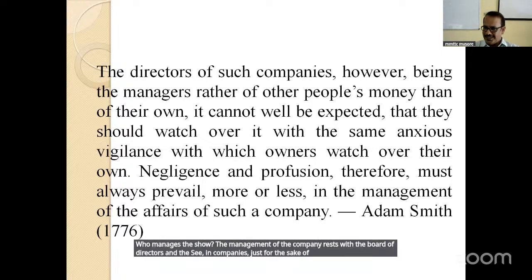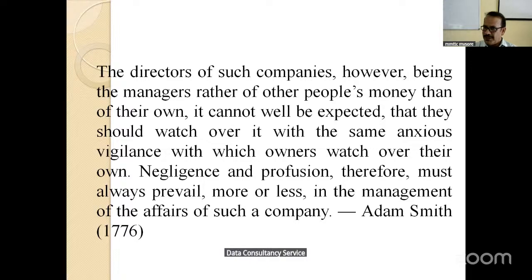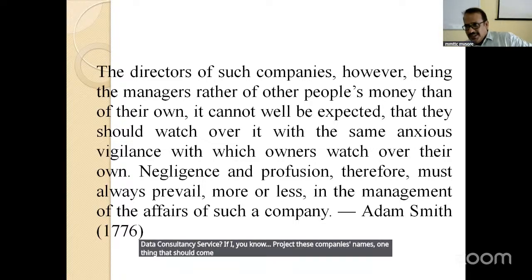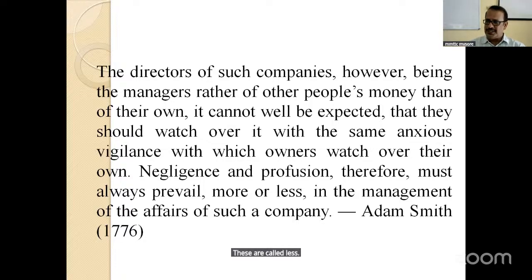In companies, just for the sake of other teachers, I'm telling you, the corporation, and we're talking about Infosys, if I say Amazon, Tata Consultancy Services, if I project these companies' names, one thing that should come to your mind is these are called large corporations. What is their structure? Structure is very simple. Money comes from one angle. Labor comes from capital and labor. We call them two factors of production. Capital comes from one angle. Brains, expertise comes from another angle. They integrate together, and there's a formal organization structure called corporation.